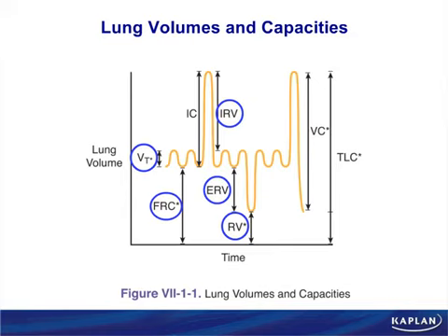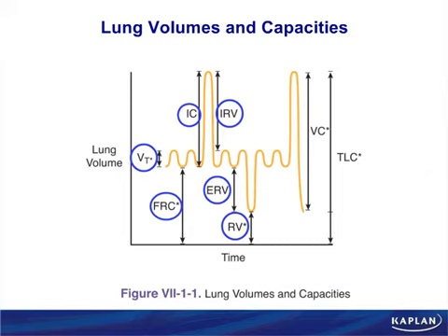Next is inspiratory capacity. So it's inspiratory reserve plus tidal volume. It's how much air I can bring in when I start at FRC. Or in other words, how much air I can bring in after a normal tidal expiration. Again, tidal volume plus inspiratory reserve.